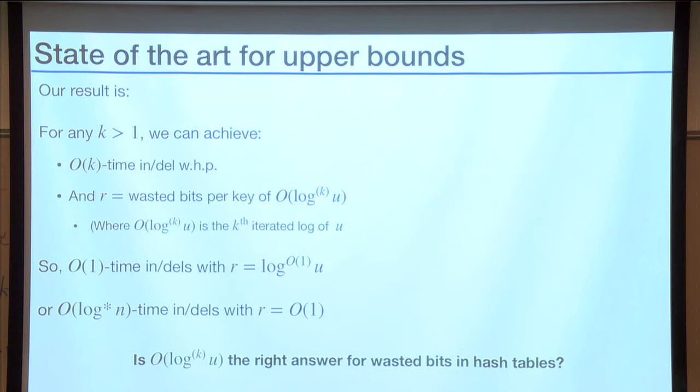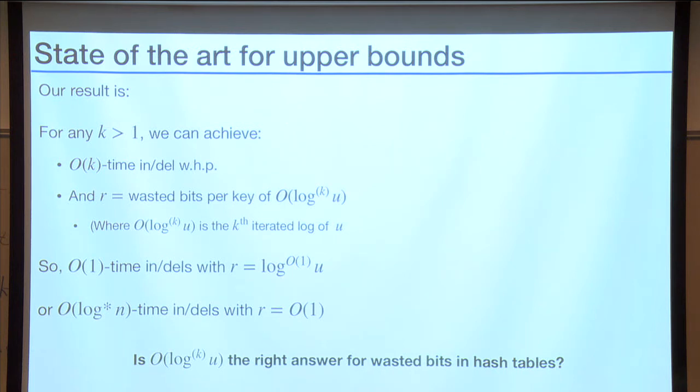So, for example, you can get constant time insertions and deletions with big O of the 1st iterated log of u. So if k is constant, you get the kth iterated log wasted bits per key for free with constant time insertions and deletions. And if you're willing to spend log star of n time doing your insertions and deletions, then your number of wasted bits is constant per item.